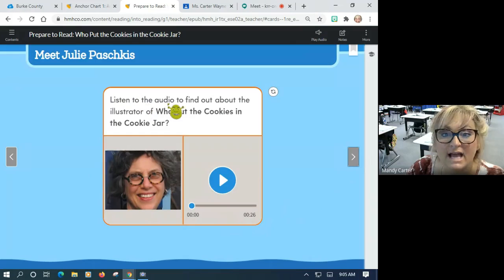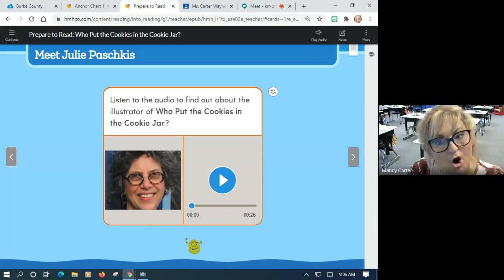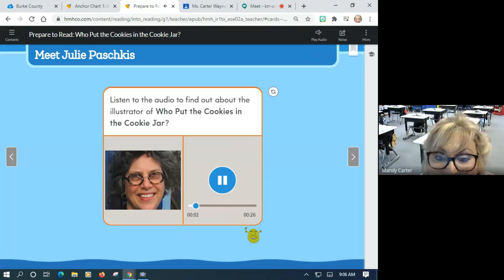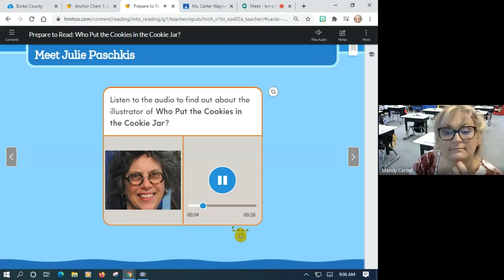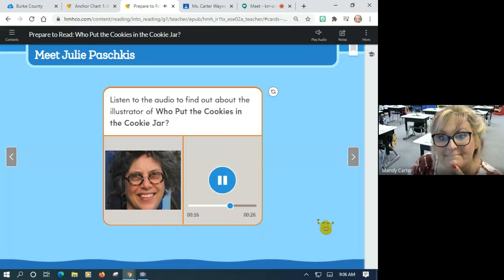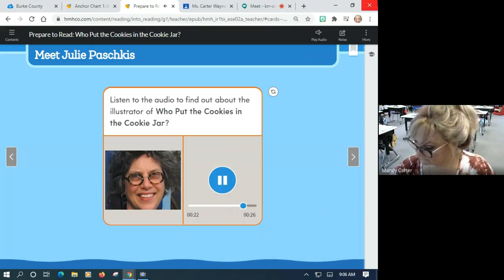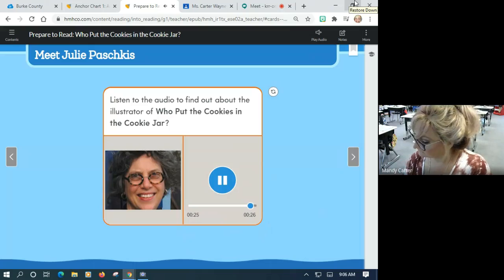You can listen to the audio to find out about the illustrator of Who Put the Cookies in the Cookie Jar? Now, the illustrator is the person who draws the pictures, the artist of the story. Juna Pashkus has illustrated more than 20 books. Many of her books have won awards. Growing up, Miss Pashkus's parents encouraged her to read, draw, and be creative. Miss Pashkus loves making things like paintings, designs, patterns, and even bread. Sometimes she has shows to display her paintings and other creations. Miss Pashkus lives in Seattle with her husband.